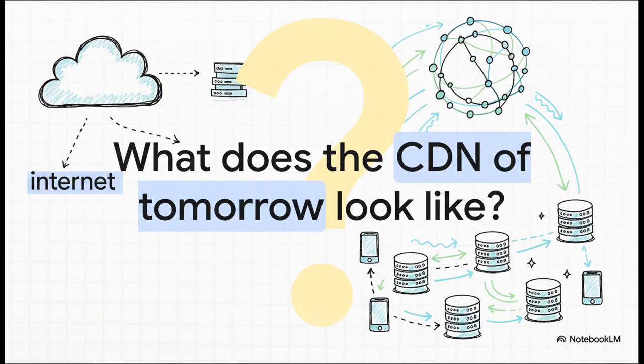So we've designed a powerful CDN for the internet of today. But that leaves us with a really interesting question to chew on. As the edge gets smarter and we start running actual code out there, not just caching files, what does the CDN of tomorrow look like? How will these fundamental principles have to evolve? That's something to think about.